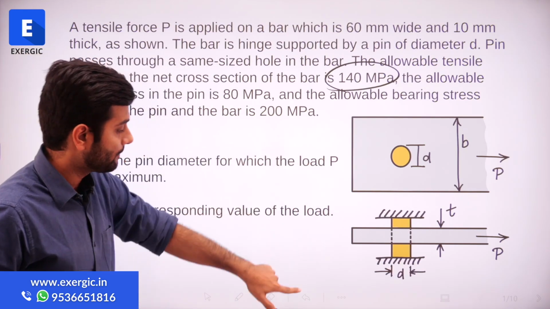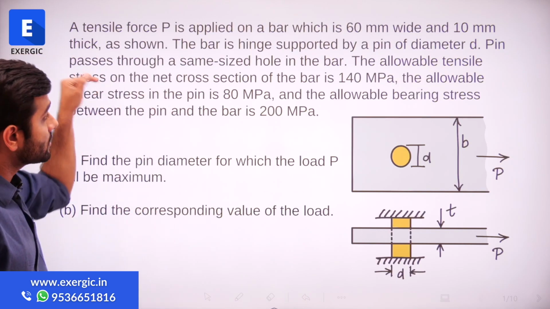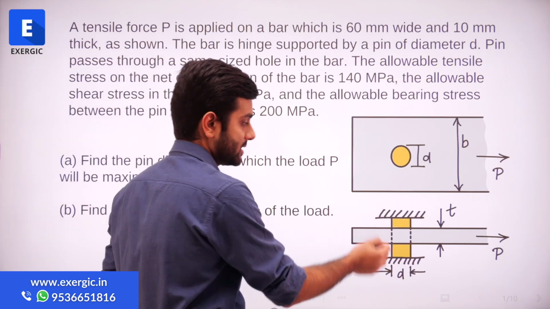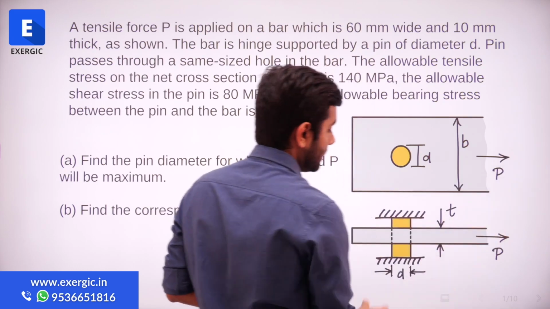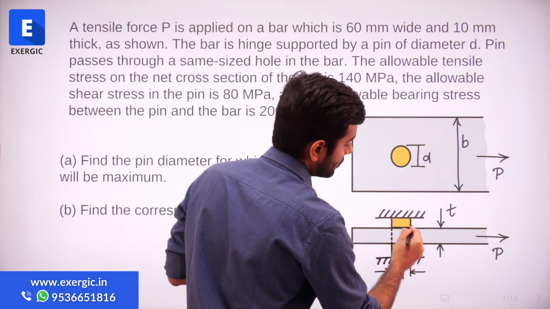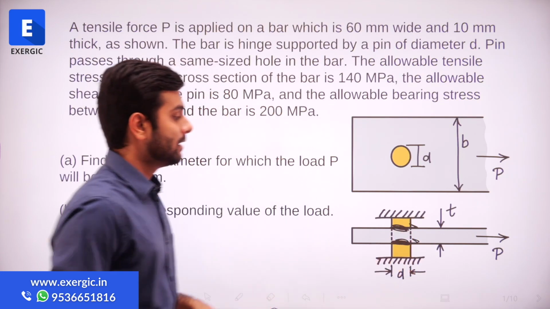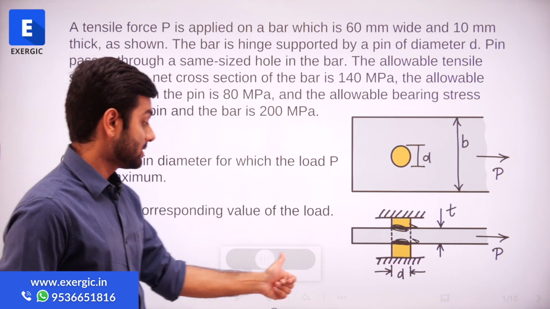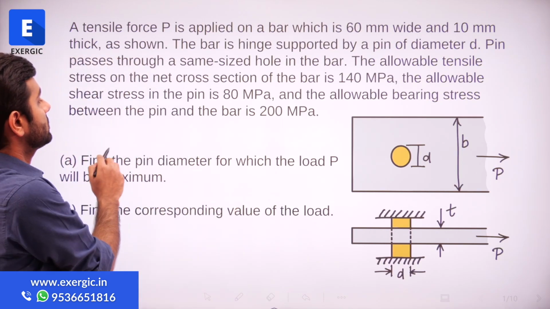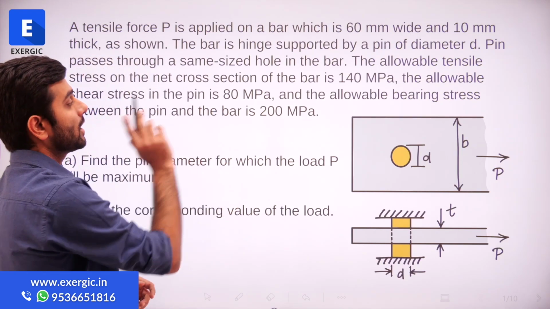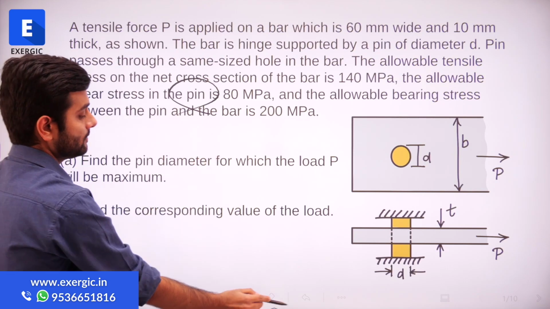Material of bar. The allowable shear stress in the pin is 80 megapascal. So obviously, due to this force P, this will try to shear away. This will also try to shear away this cross section of the pin, right? So the shear strength of the pin is obviously going to be important. So the allowable shear stress is 80 megapascal for the pin, right?